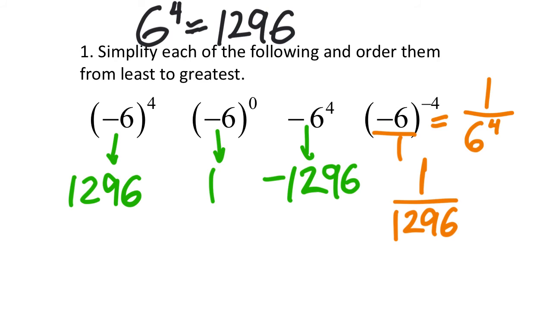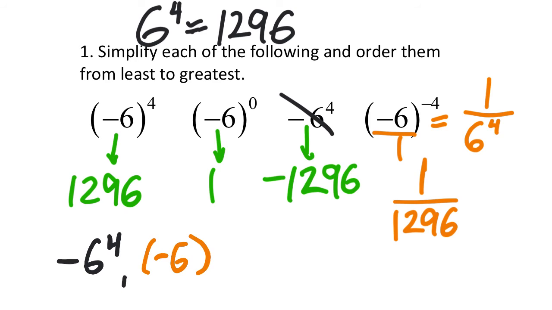It's very, very small. So to put these in order from least to greatest, the least would be the negative value. There's only one negative value. So that would be negative 6 to the power of 4. So we use that one up. Next up, we're in the positives, but the only fractional value I get there is the negative 6 in parentheses to the power of negative 4. So yeah, we use this one up too.